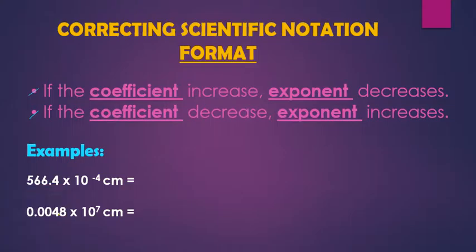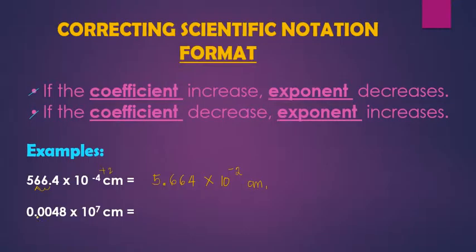Let me just change the color of my pen. So I have 566.4 times 10 to the negative 4. Technically, this point should be between 5 and 6 if you really want to follow the correct scientific notation format. So what we're going to do here is to correct it. We're going to move 1, 2 over there. So that should now be 5.664 times 10. Now, what happens here is your coefficient from 566 became 5.664, so your coefficient decreases, therefore your exponent should increase. You move two places, so you have to add 2 to your exponent. So negative 4 plus 2 would give us a negative 2 exponent cm.